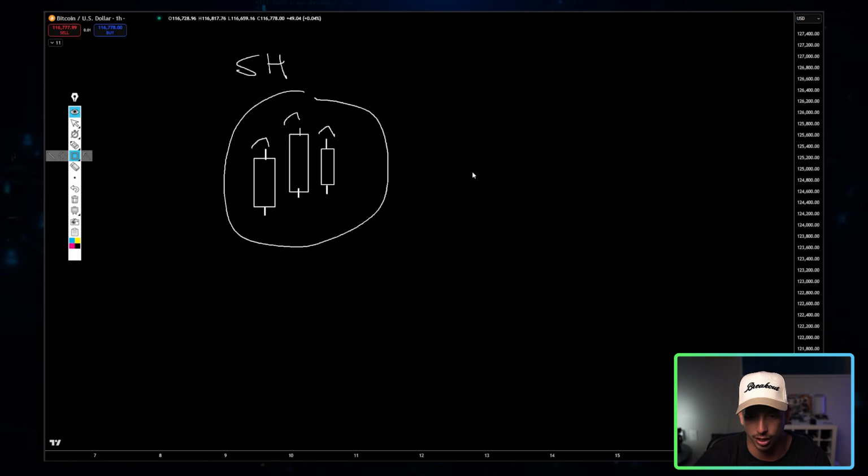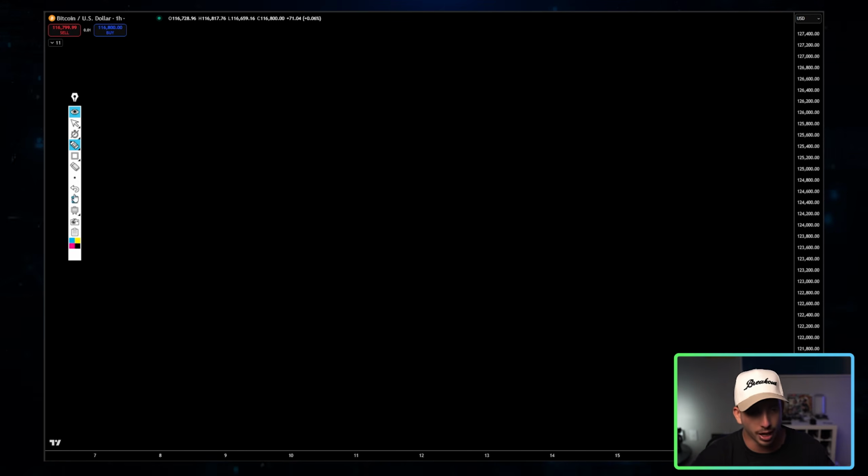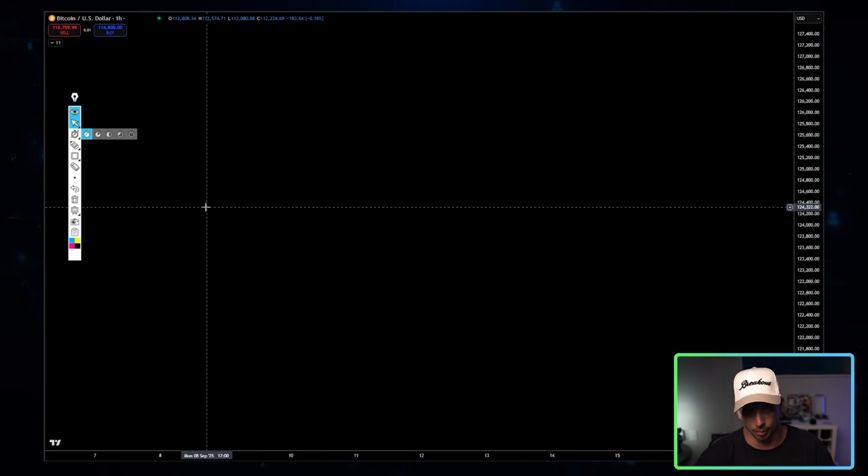And then the inverse of this obviously would be a swing low, where you have a low, a lower low, and then a higher low. Again, 3 candles make your swing low. So we're going to go on the high time frame, and we're going to try and determine, are we in an uptrend, a downtrend, or are we going sideways or chopping?